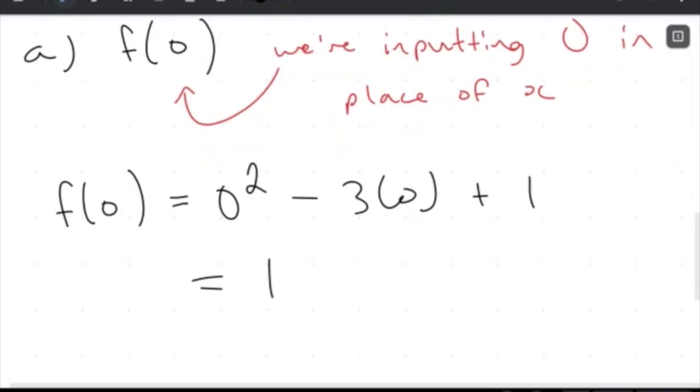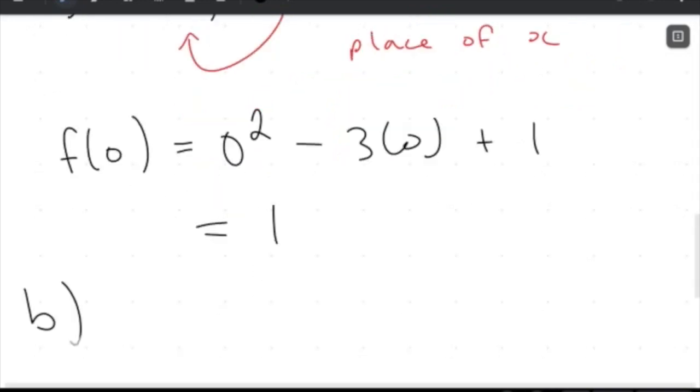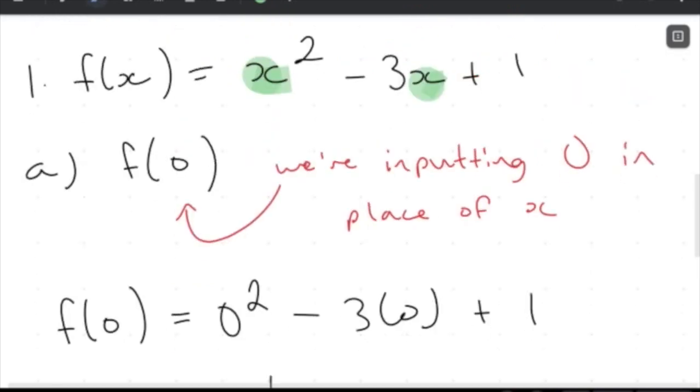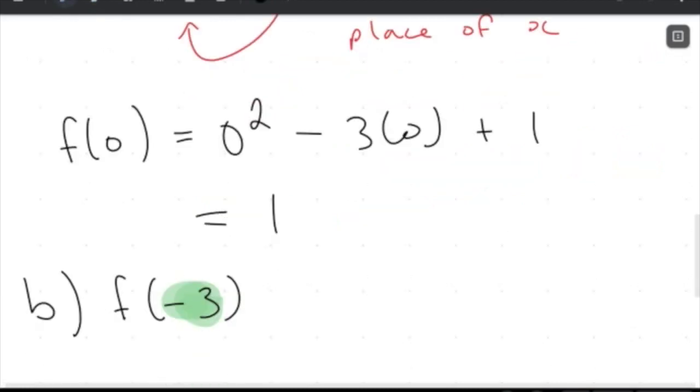Now let's look at another example. We want to find f of minus 3. In other words, we're finding the output, the y value, the f of x value, when x, my input, is negative 3. So I'm going to input negative 3 in place of all of my x's. It's just simple substitution. It's what we've been doing this whole time, all the way back to linear relationships.